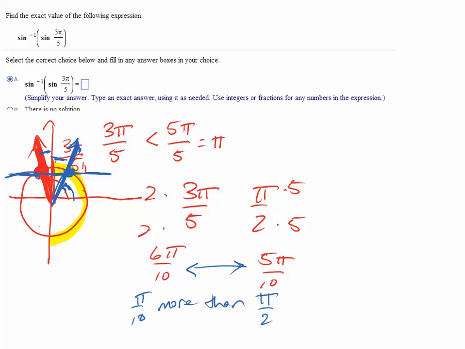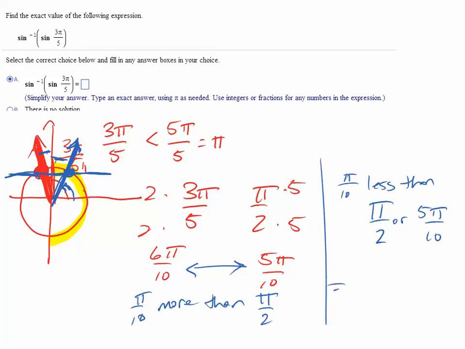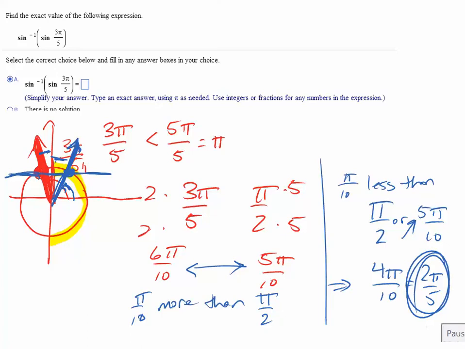So we're going to actually use pi over 10 less than pi over 2, or 5 pi over 10, which means my answer is going to be 4 pi over 10, right? One less than that number right there. But that reduces to 2 pi over 5, which is where we get the final answer for that problem. Okay, it all boils down to the fact that you're at the same height, but you've got to find the angle in the quadrant which is in the range of sine inverse.